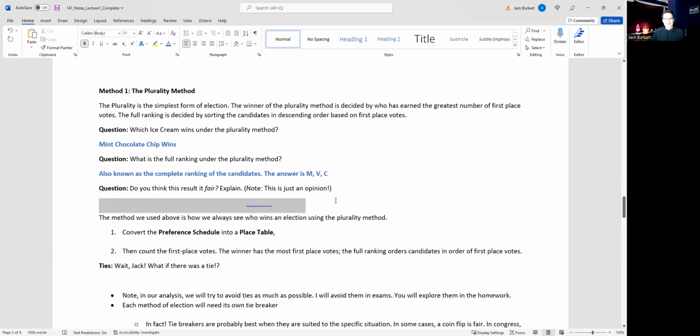And then I hope you thought for a second about if this election is fair. And we'll talk about fairness a little bit more in future videos, but this is an opinion. There's not going to be a correct answer necessarily. And to me, this seems fine. I mean, mint chocolate chip was the most popular, so it's the winner.